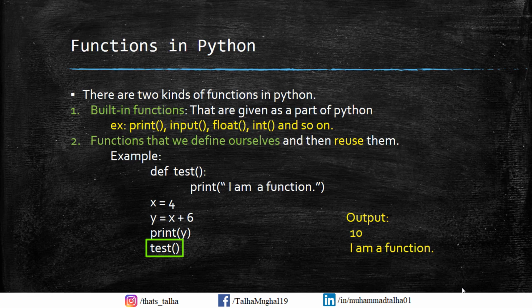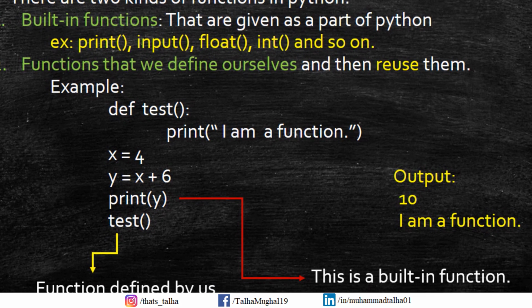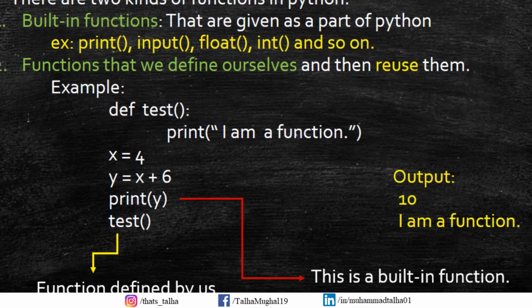Now after calling that function, everything written inside that function will be executed, which in our case is a single line of code, print I am a function. When this line is executed, I am a function will be printed out in the output. Now that is how functions actually work in Python. Here print is a built-in function and test is the function that is defined by us.